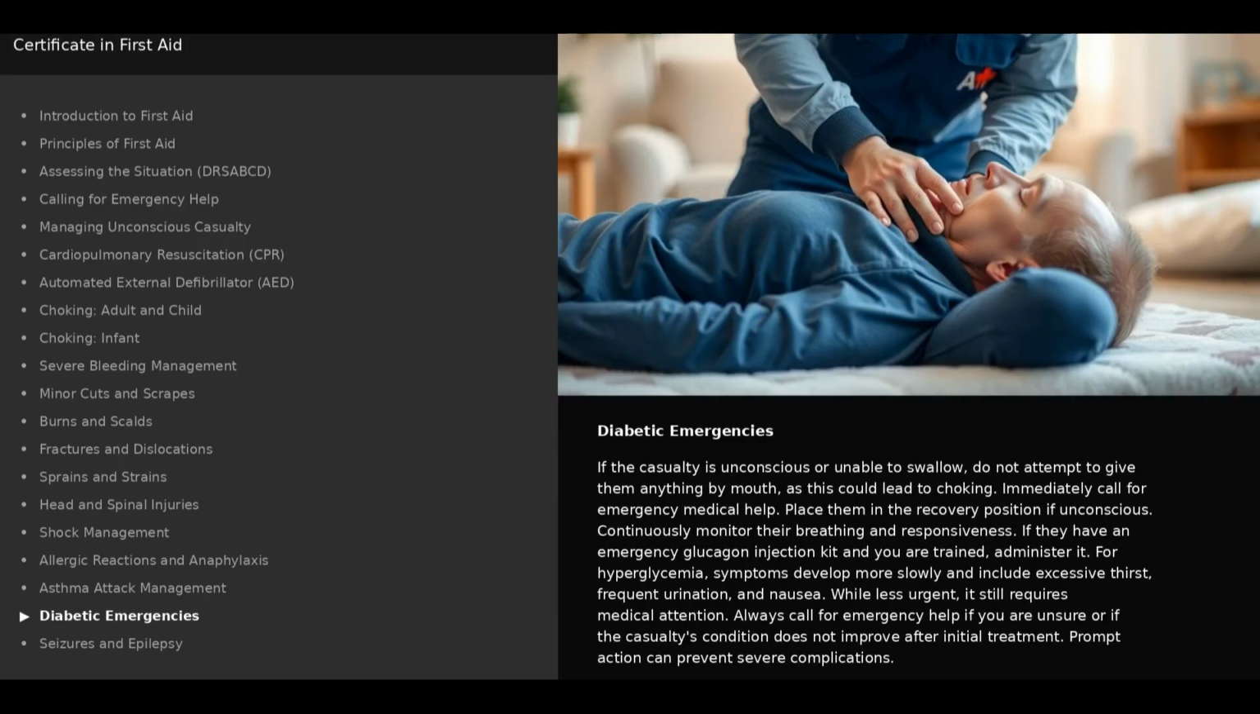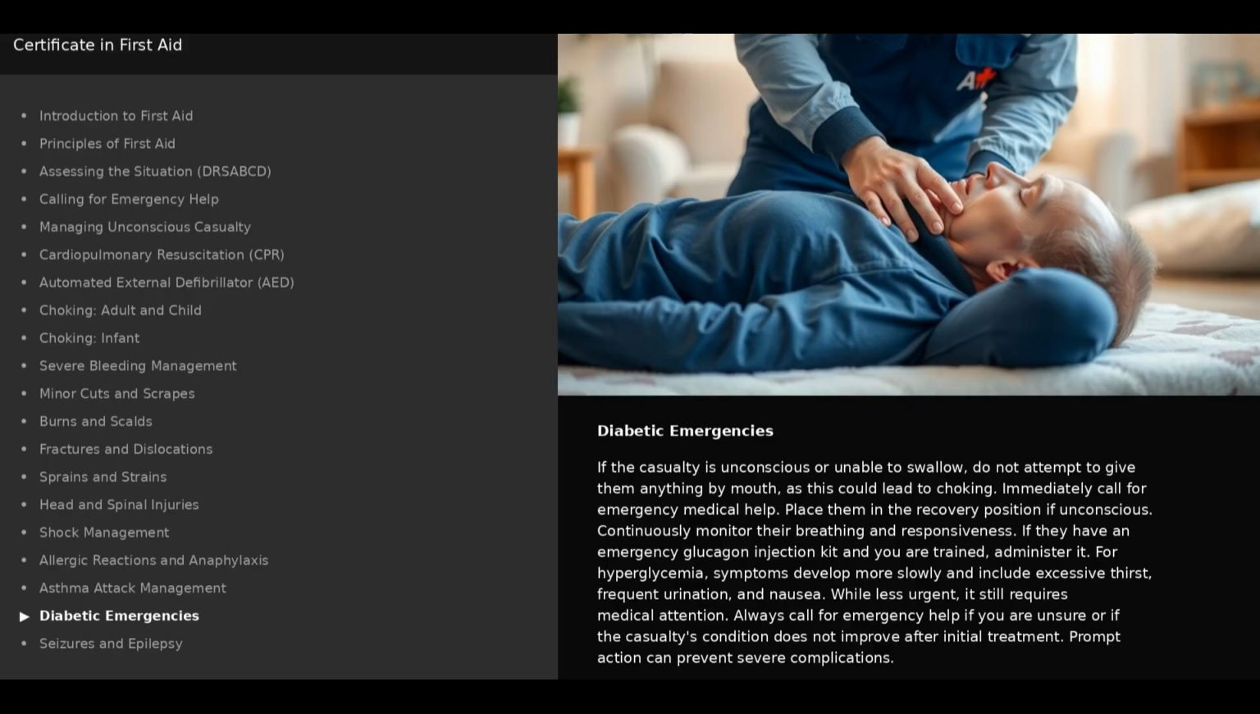If the casualty is unconscious or unable to swallow, do not attempt to give them anything by mouth, as this could lead to choking. Immediately call for emergency medical help. Place them in the recovery position if unconscious. Continuously monitor their breathing and responsiveness. If they have an emergency glucagon injection kit and you are trained, administer it.